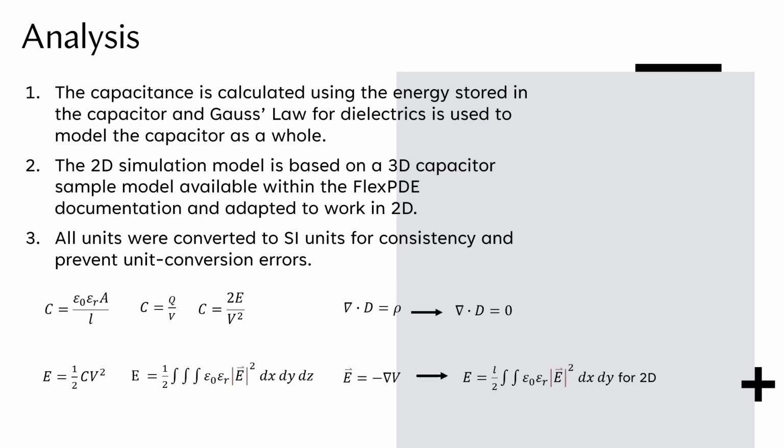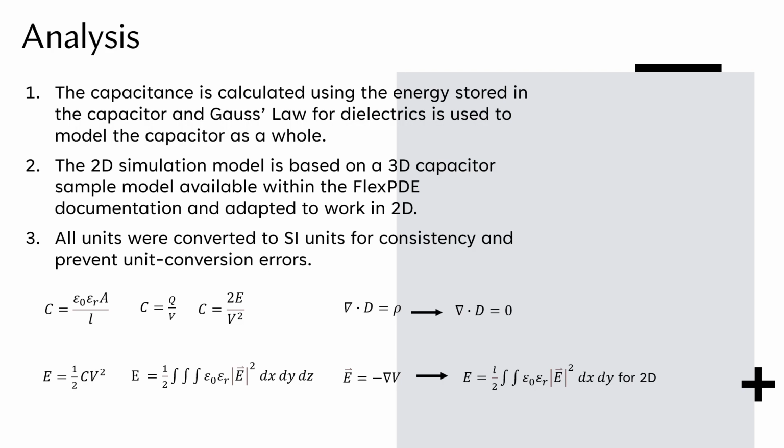The aim of this problem is to determine the optimal component widths for the capacitor to achieve maximum capacitance while adhering to given constraints. The problem was solved using techniques typically used for electrical and magnetic applications, such as Gauss's law for dielectrics. A 2D model was created based on an existing 3D capacitor sample model from FlexPDE documentation. The model was adapted to work in 2D but was not able to accurately represent fringing effects on all 4 sides of the capacitor, resulting in a slightly lower capacitance than the true value.